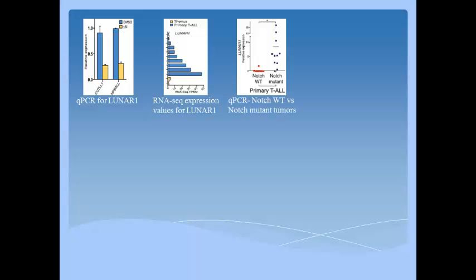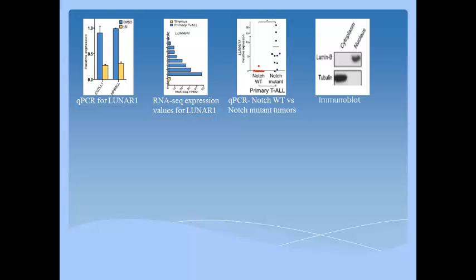Authors found LUNAR1, one of the lncRNAs widely affected in leukemia. They found LUNAR1 downregulated upon Notch1 inhibition, overexpressed in primary T-ALL, and expressed significantly higher in T-ALL samples that harbored Notch mutation, and localized in the nucleus, which is characteristic of lncRNAs.